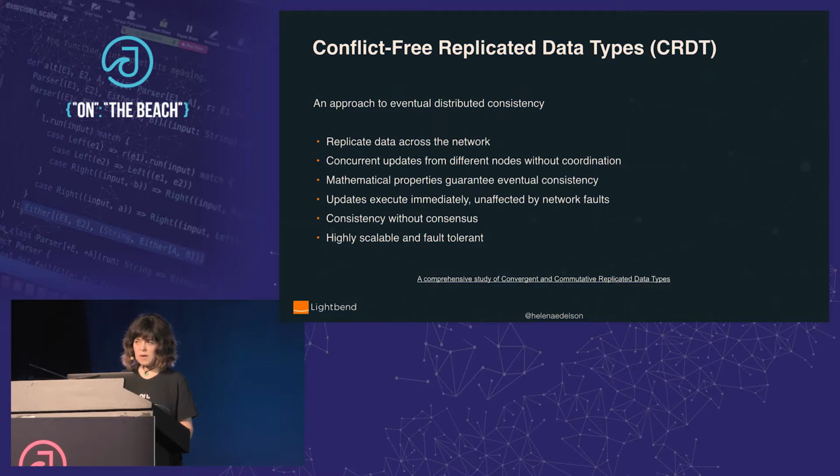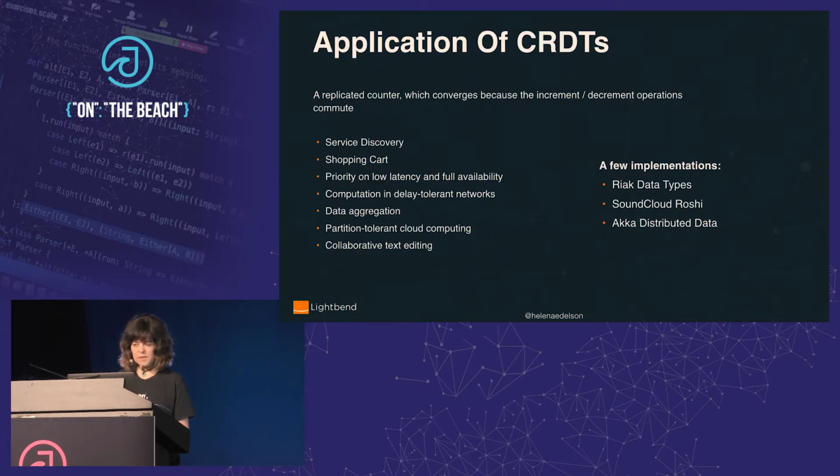We replicate data across the network, first locally. The concurrent updates from different nodes don't need external coordination, so it's much faster. Updates execute immediately. They're unaffected by network outages and network faults. It basically allows consistency without consensus. So it's obviously limited in what you're going to want to use it for, because there are definitely use cases where you absolutely need strong consistency, and you can tolerate things being slower. And then there are particular use cases where you would rather have things be faster, more available, and more scalable. So you really have to think about what your use case is.